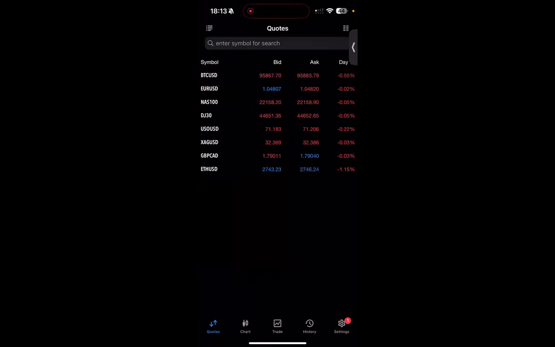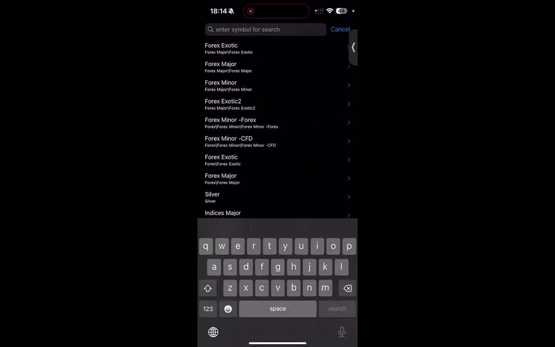Okay, now if you've just set up your account, so you've set up your live account, you've connected it to MetaTrader 5, it's going to have some pre-selected pairs on your quotes page, which will be quite limited. It's usually only about 10 pairs. So it may be that a pair you want to trade isn't here. So what you're going to do is click up here where it says enter symbol for search, and you're going to search that pair.